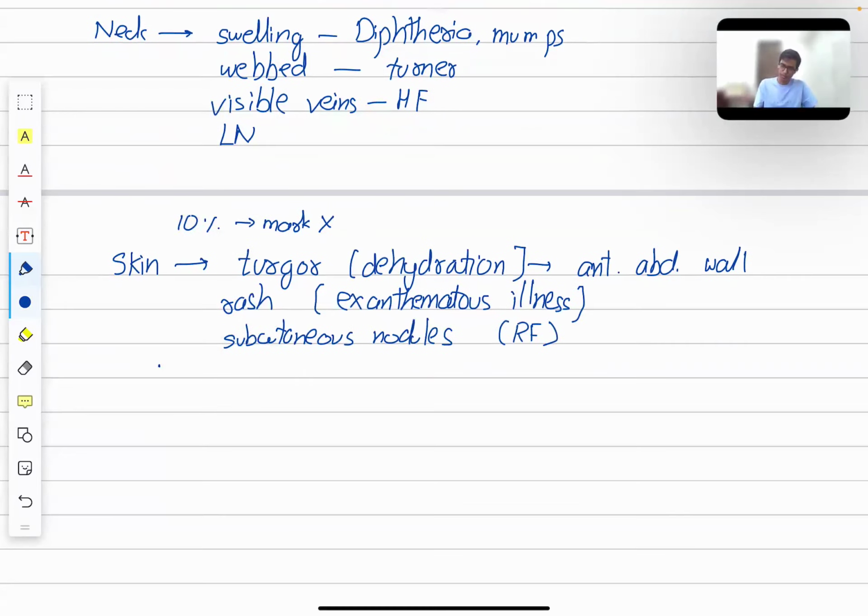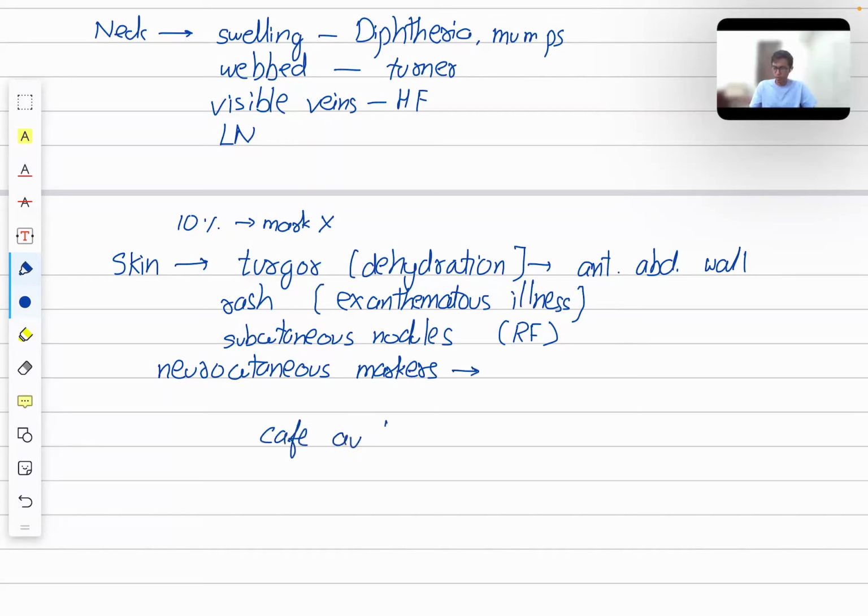Now, what are neurocutaneous markers? See, the skin as well as the nervous system both develop from the ectoderm. So any developmental defect in the ectoderm will cause a manifestation in the nervous system as well as in the skin. These markers are associated with certain neurological diseases, such as cafe au lait spots seen in neurofibromatosis.